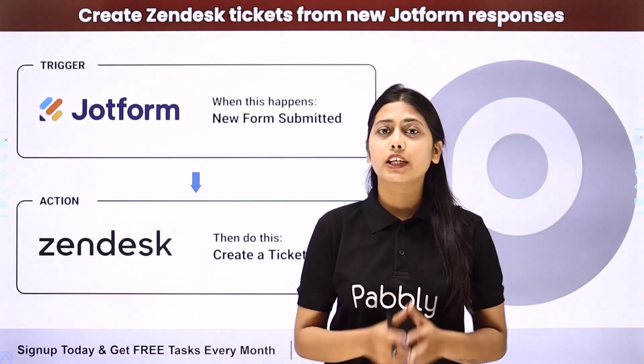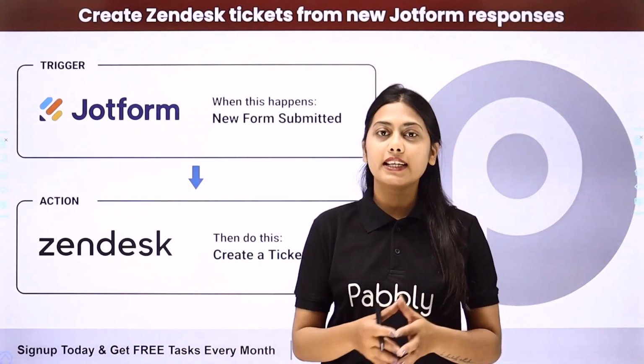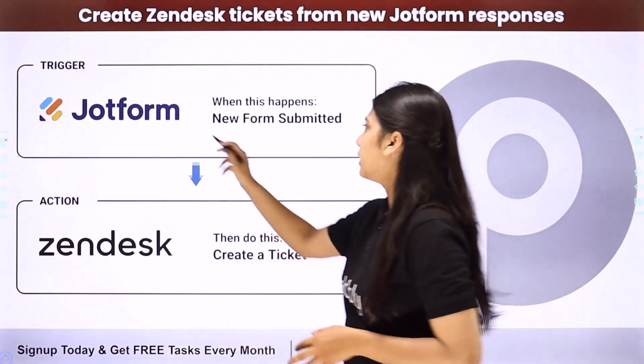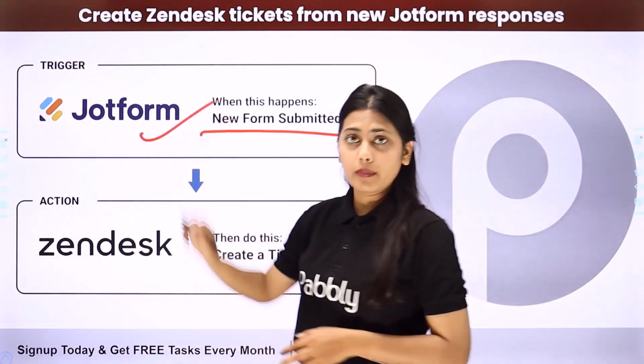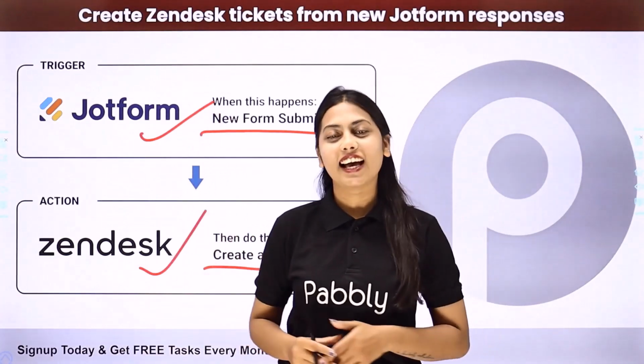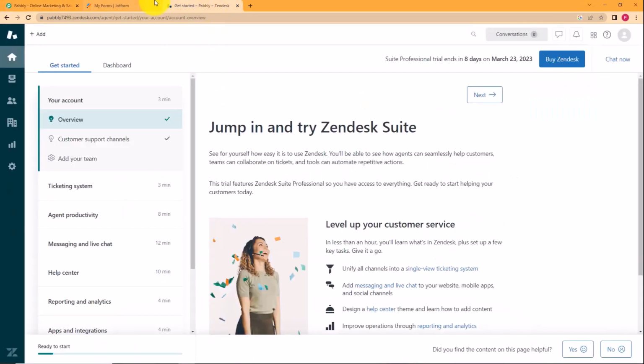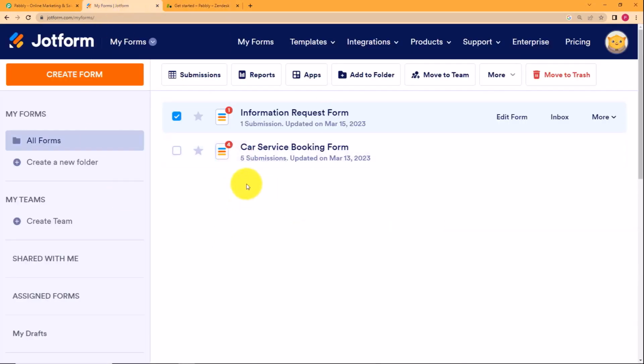But what if I tell you we can actually automate this process with the help of Pabbly Connect? We will be creating an integration where our trigger will be a new form submitted in our Jotform and our action will be to create a new ticket in our Zendesk. Let us learn how to do it. So let us learn how can you create a Zendesk ticket when you receive a response from your Jotform.